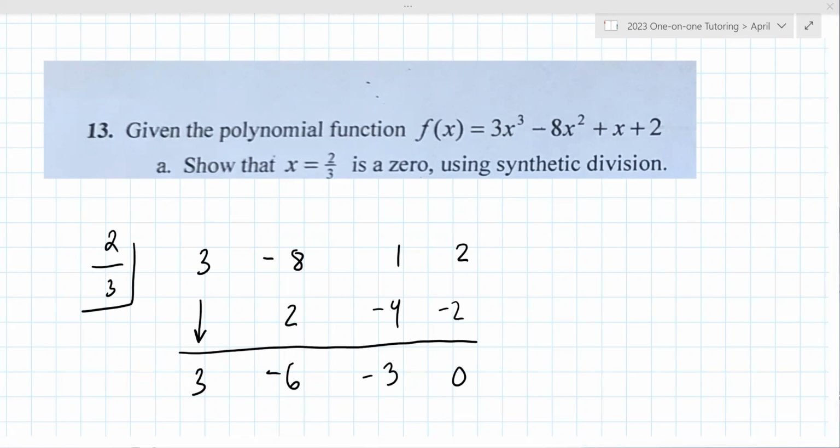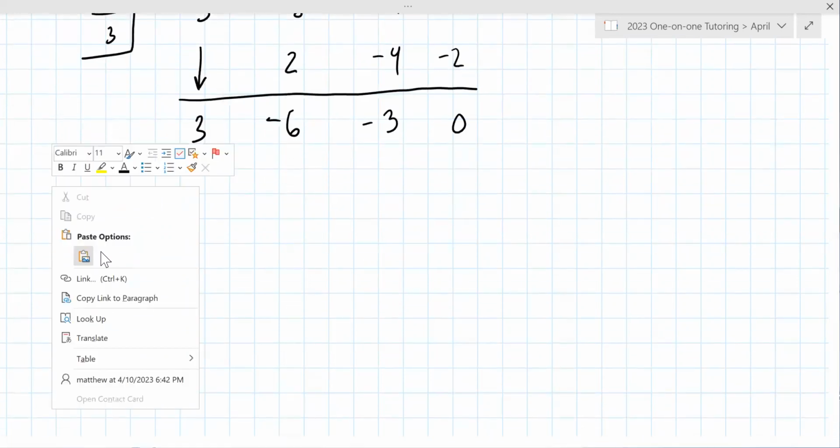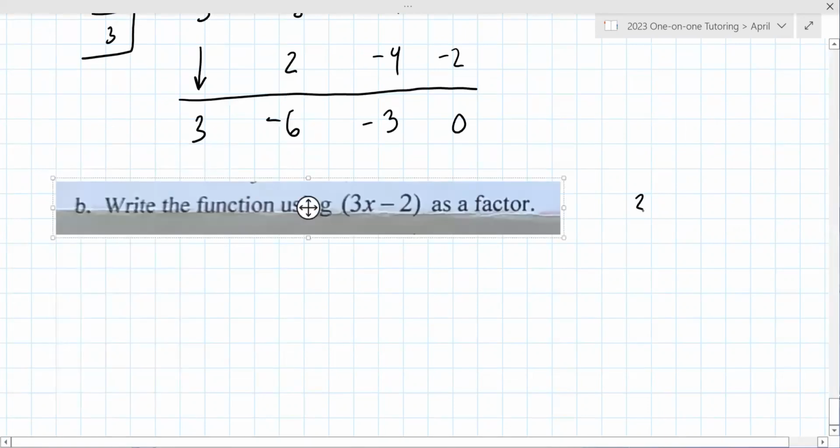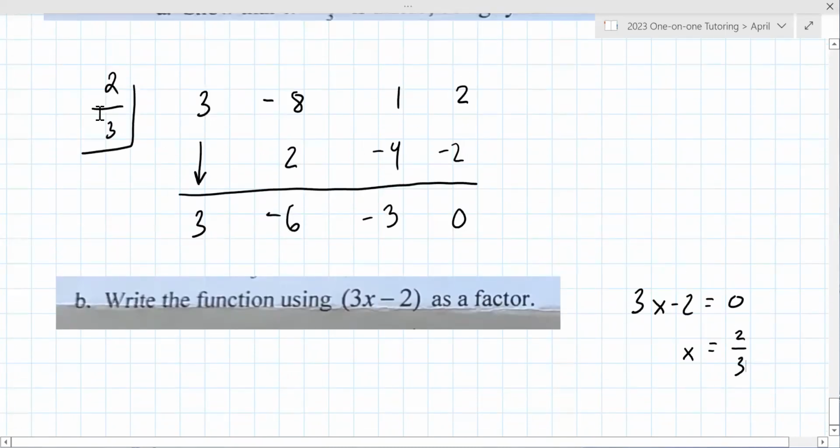Got it. All right, so part B here kind of relates to part A. If you set 3x minus 2 equal to 0, that's what becomes x equals 2/3. Now that's not what they're asking for, but I want you to see the relationship between the 0 and the factor, in case that's something that you might see.